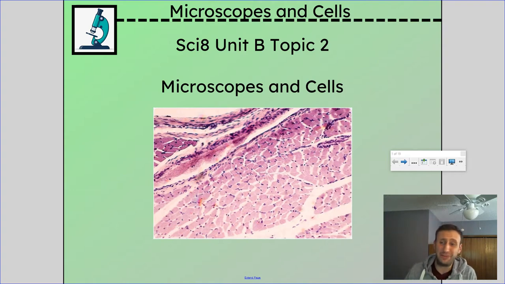Now, microscopes is a tough topic for us to cover virtually because normally you would just play around with a microscope when we would do a lab. It would be fantastic, but we can't do that in the environment we're in. So instead, we're going to be doing a virtual lab, watching a video or two. It's going to be good, just different. So we're going to learn today about the parts of a microscope, how to use a microscope, that sort of thing. Hopefully you'll enjoy it.